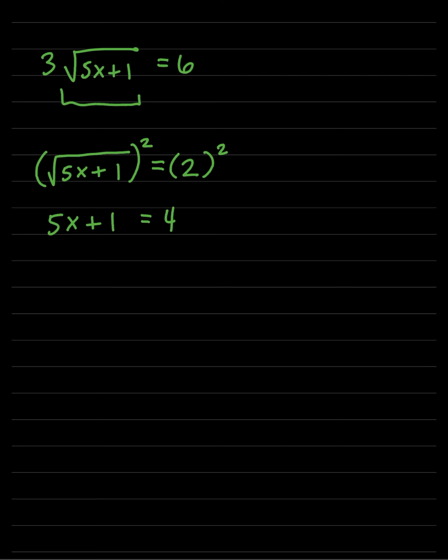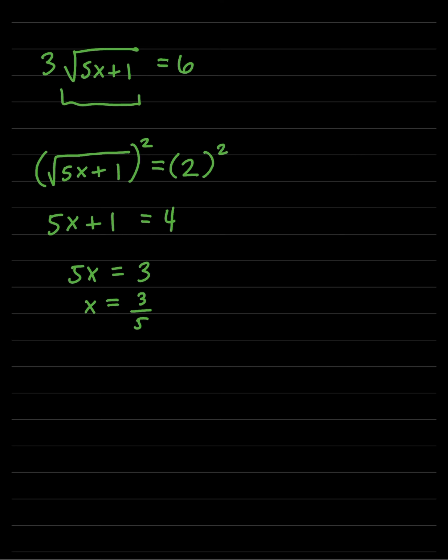And now we are left with a linear equation that we can solve for x. So we'll subtract 1 from both sides, so we'll get 5x equals 3, and then divide both sides by 5. And so we get x equals 3/5. We do have to be a little bit careful with some of these undoing operations. It is possible that we get solutions that aren't actually correct solutions. So it's a good idea to plug them back in and just make sure.